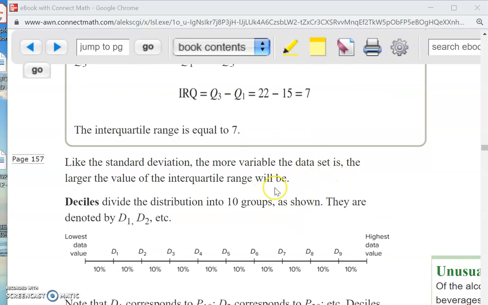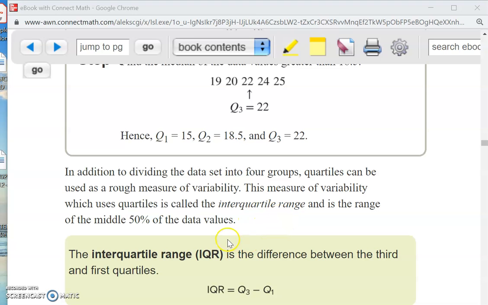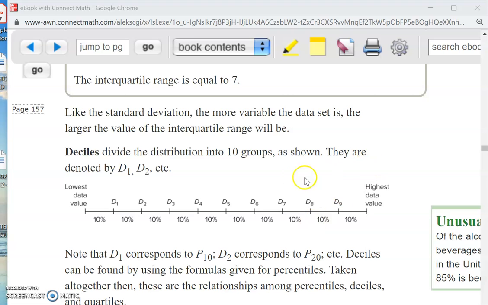Okay. All right. So the idea is this gives you a rough estimate. It's a little bit easier to calculate, I guess, in some situations as compared to calculating the standard deviation or the variance. It's just a rough measure of the variability.